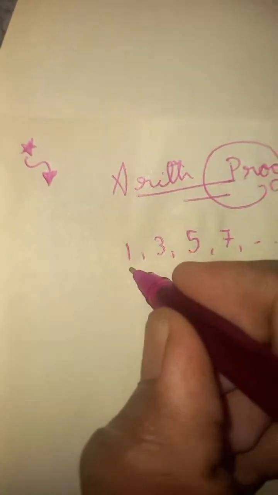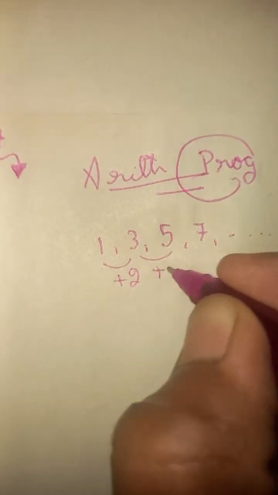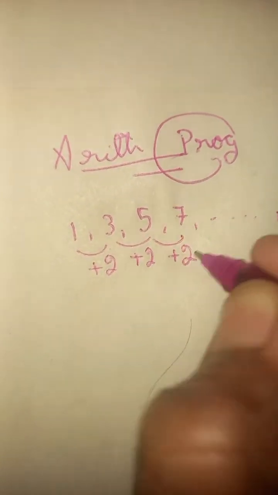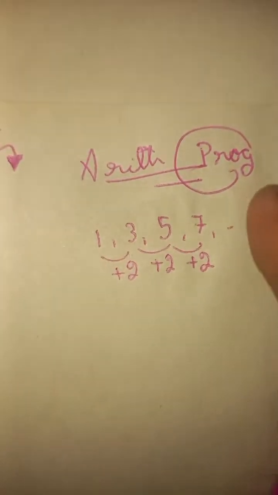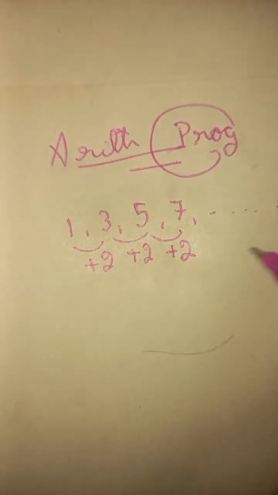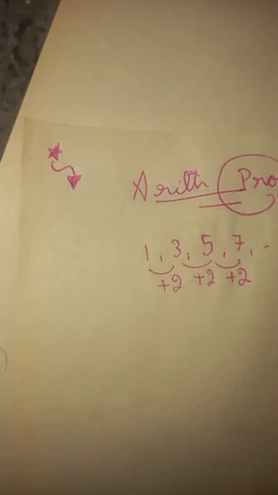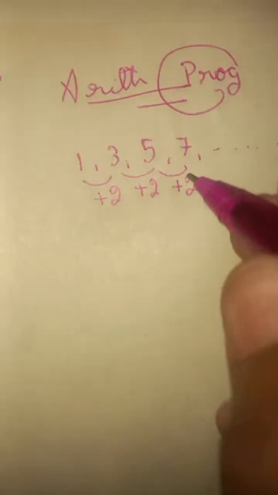Now you see here, all of them keep on adding 2. In every number, 2 is getting added. So this sequence is known as an arithmetic sequence. Any number can get added or any number can get subtracted. Here we're going to get many terms in it.